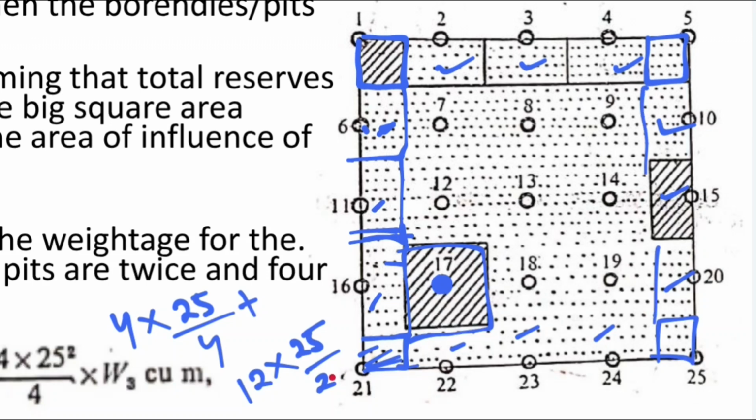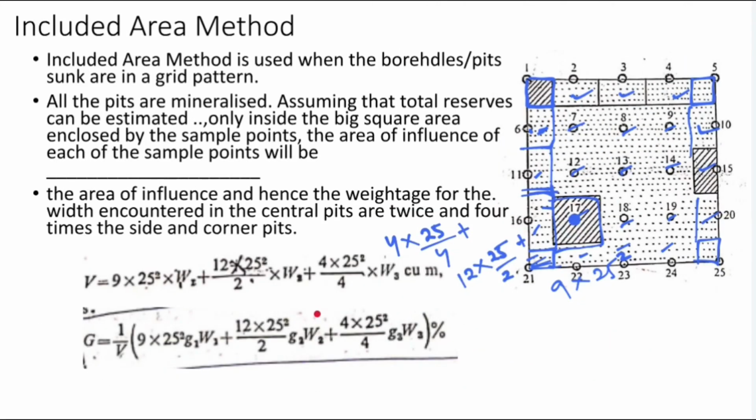Plus these areas, 1, 2, 3, 4, 5, 6, 7, 8, 9. 9 areas of 25 square kilometer. Okay, this will be the areas. So for volume, you have to just calculate the width.